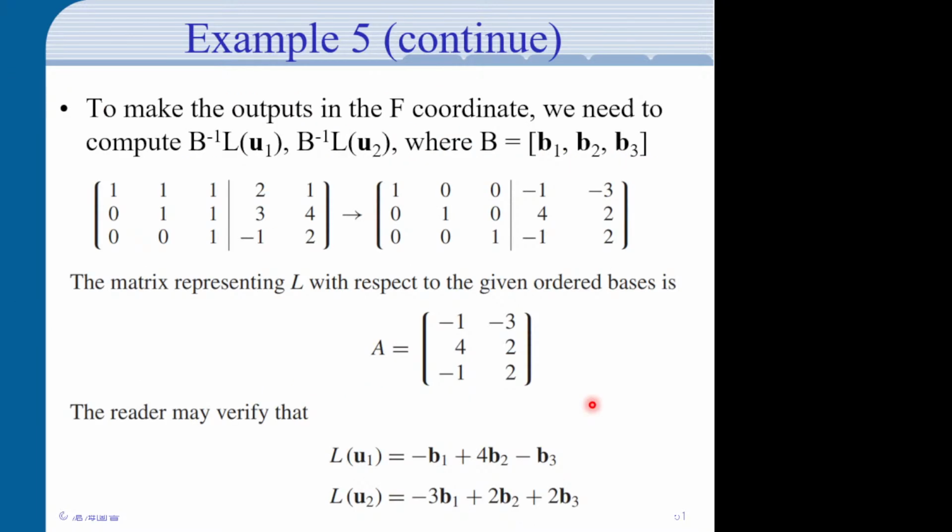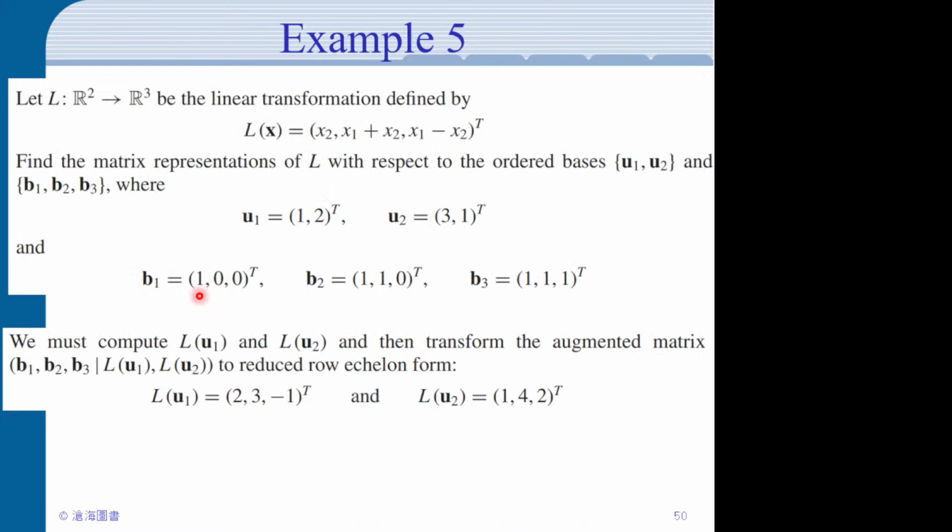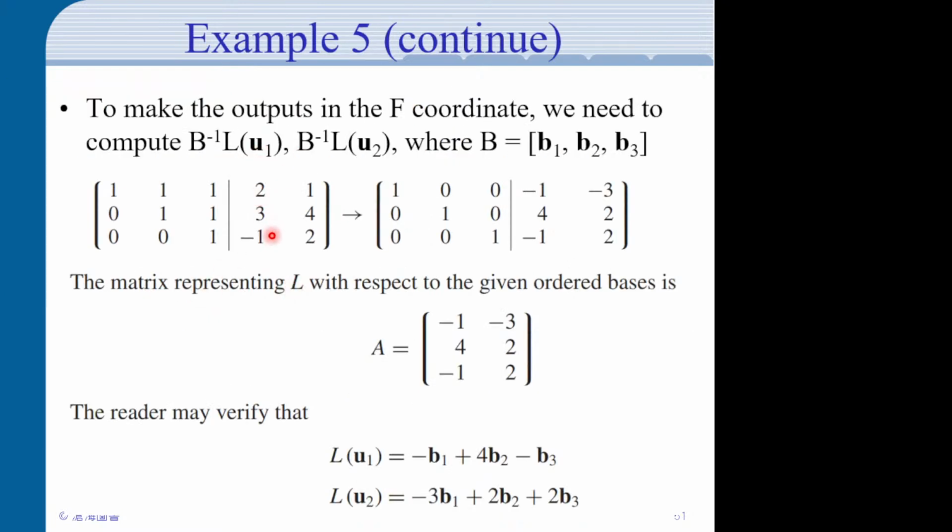Actually, no, let's just go to the next page. Okay. And so B is this matrix 1, 0, 0, 1, 1, 0, and 1, 1, 1. And the two vectors we found here, so 2, 3, minus 1, and 1, 4, 2. Okay. So this is L of U1 and L of U2. And we want to apply B minus 1 on that.